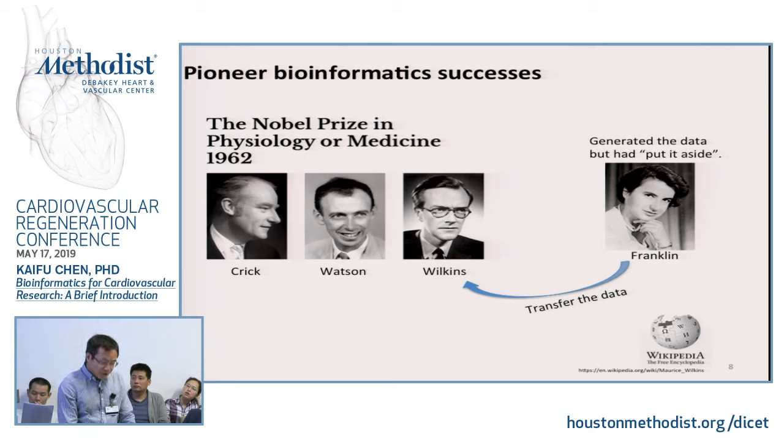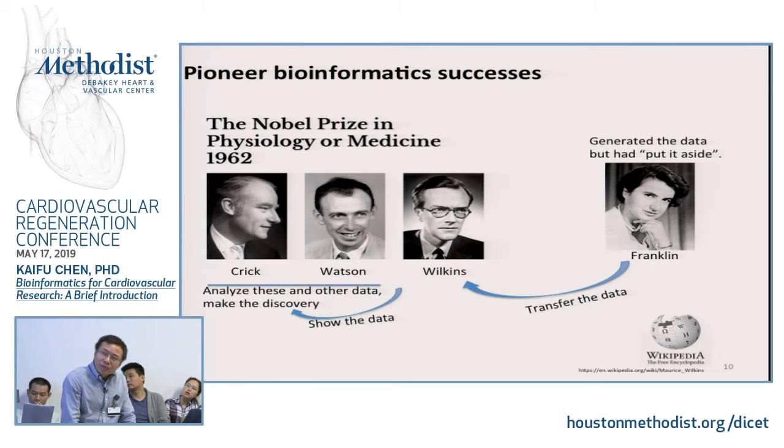So what did Wilkins do? Wilkins showed the data to Crick and Watson. And then, of course, Watson and Crick analyzed the data. A little bit of background, I think Crick has a physics background, right? And Watson has a chemistry background. Actually, Franklin also has kind of a chemistry background.